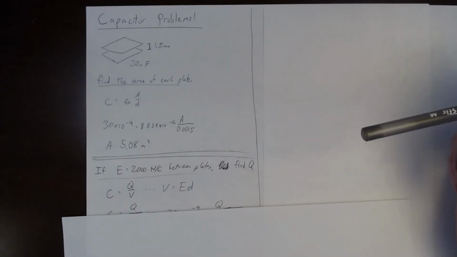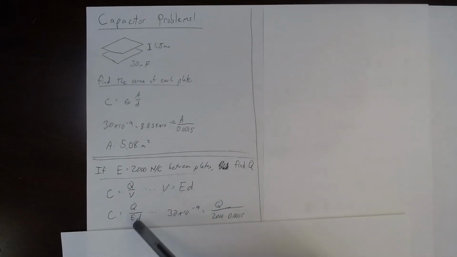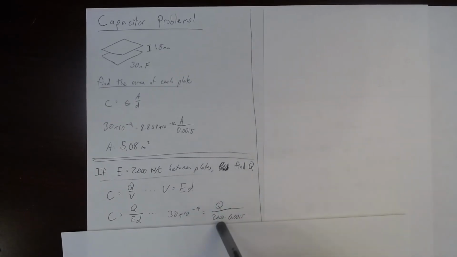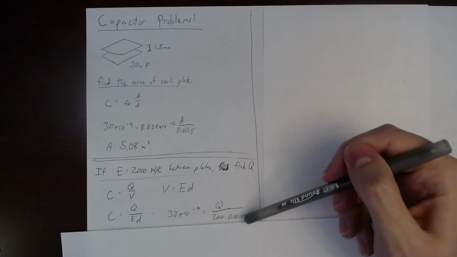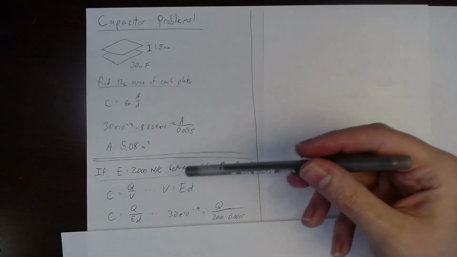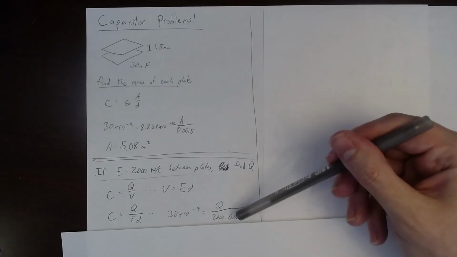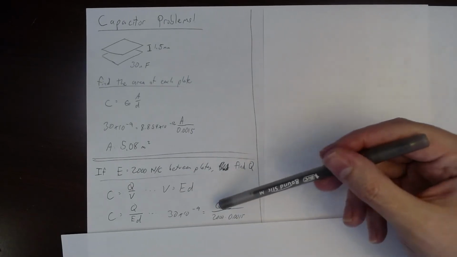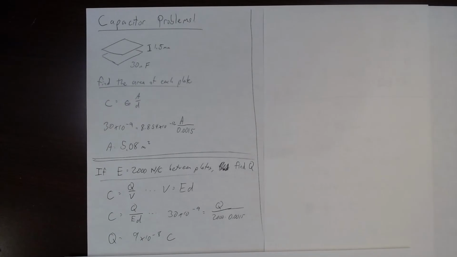We need to calculate what that V is. So C is equal to Q over ED. C is 30 times 10 to the minus 9. Q is our unknown. E is 2,000 newtons per coulomb. D, the distance that you're traveling in that electric field to produce that voltage, 0.0015 meters. And then solve: 9 times 10 to the minus 8 coulombs.